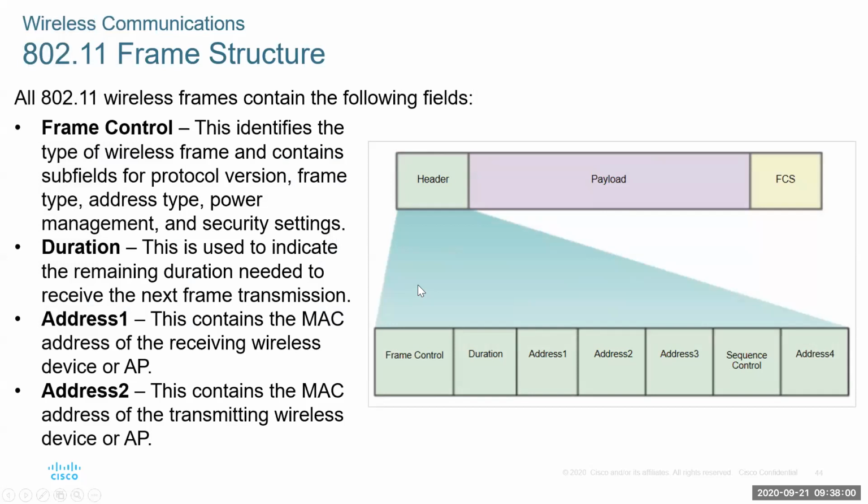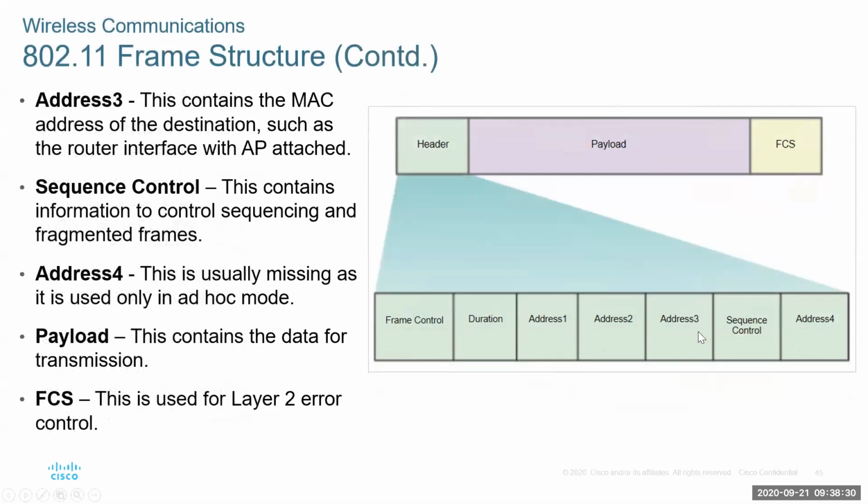So what does this look like? On an 802.11 frame, you're going to see this header information. And this is for the wireless side, so you're going to see frame control. This is going to be setting up your wireless frame. It has different things like protocol information, frame type, address type, all this kind of stuff here. You're going to have duration, which is going to indicate the remaining duration needed to receive the next frame coming through. It's going to contain the MAC address of the receiver, the MAC address of the transmitter. For the third one there, it's going to be the MAC address of the destination.